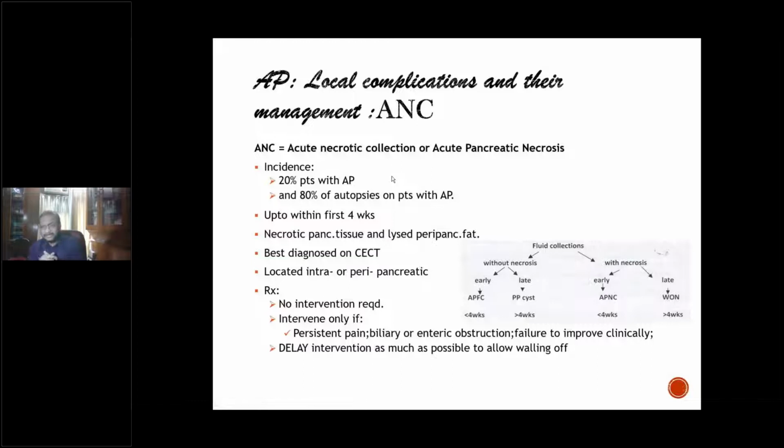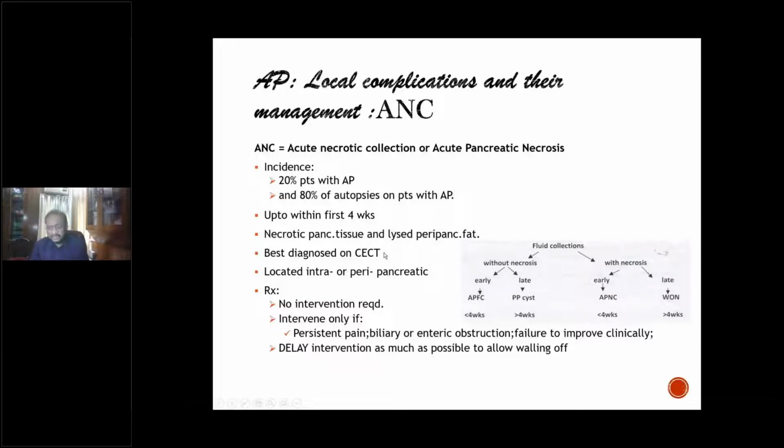Now, here the necrotic pancreatic tissue and the lysis of the peripancreatic fat is the content of that collection. It is best diagnosed based on a contrast enhanced CT examination, located intra- or peripancreatic. So this necrosis can either be inside the pancreas or by the side of the pancreas. Okay. Now, a very important diagnostic modality is a contrast enhanced CT examination.